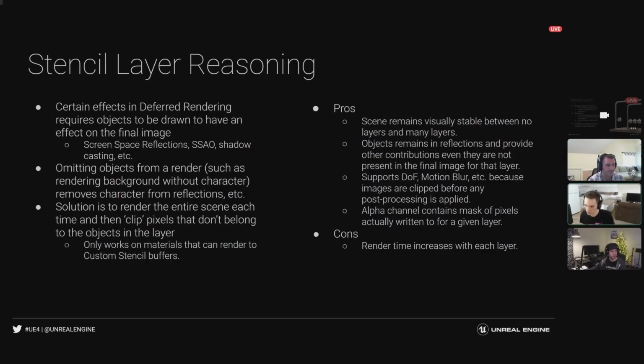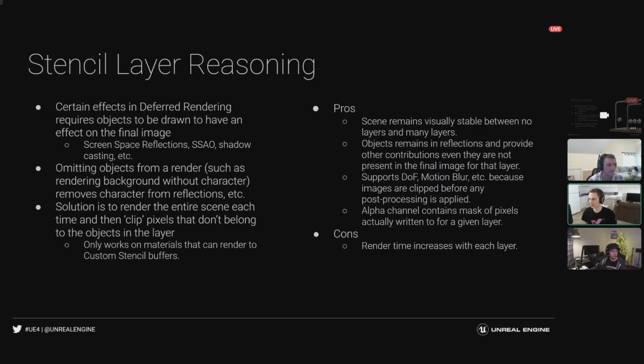So the solution we went with is that we render the entire scene for every layer, and then we clip away pixels that don't belong to objects in that layer. This uses the custom stencil feature in Unreal. It automatically turns on the custom stencil, renders out the stencil mask and uses it, and then restores your original stencil settings. So you don't need to worry about it. It all happens under the hood. But that is why it's called stencil layers: it does use the stencil buffer.